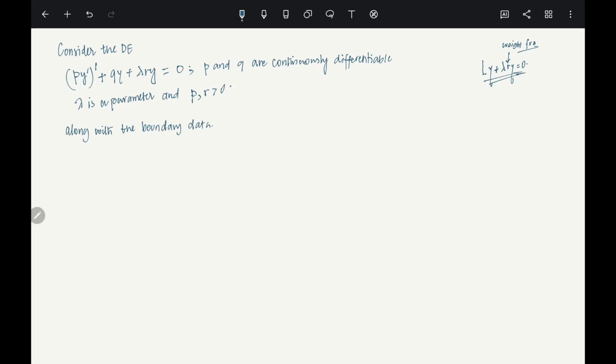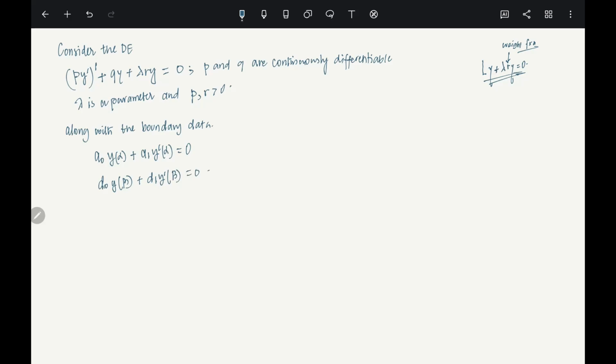We are going to assume this boundary data: a0 y at the point alpha plus a1 y prime at the point alpha is 0. And d0 y at the point beta plus d1 y prime at the point beta is 0. These are the two boundary conditions which you are going to assume along with this equation.